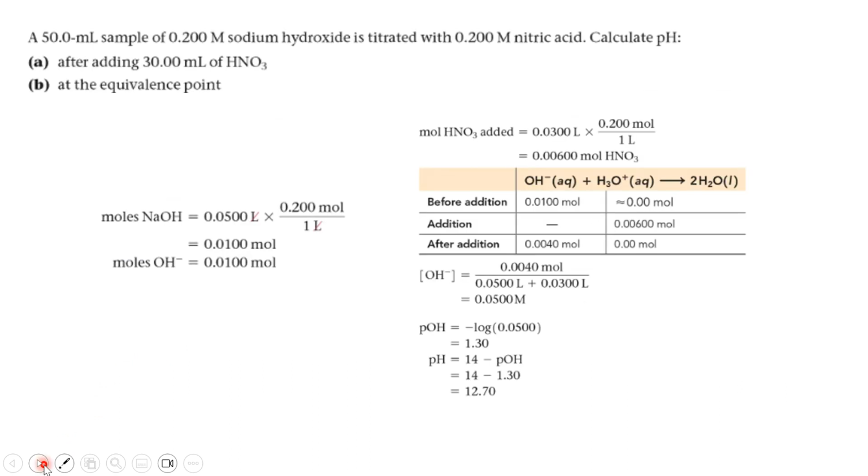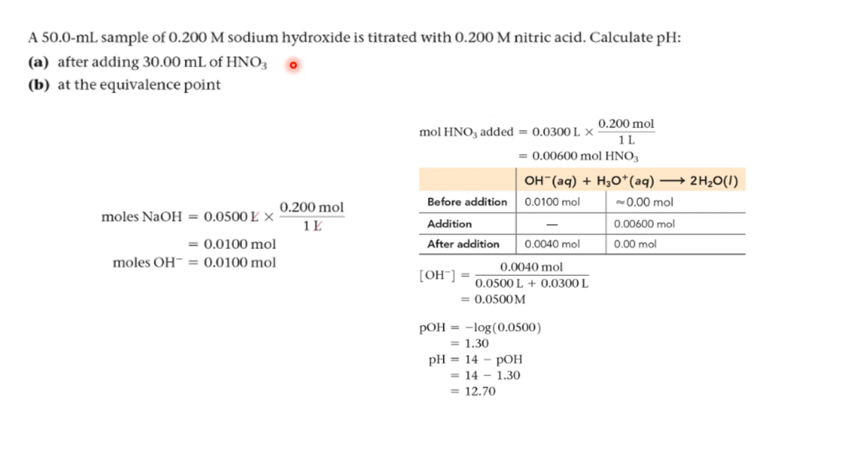Okay, then we had a practice problem. A 50 milliliter sample of 0.200 molar sodium hydroxide is titrated with 0.200 molar nitric acid. So what do we got over here? We got a strong base, sodium hydroxide, being titrated with this concentration of acid. Calculate the pH after adding 30 milliliters of HNO3.